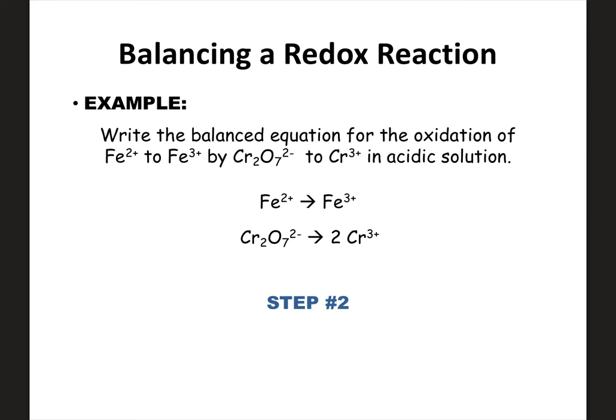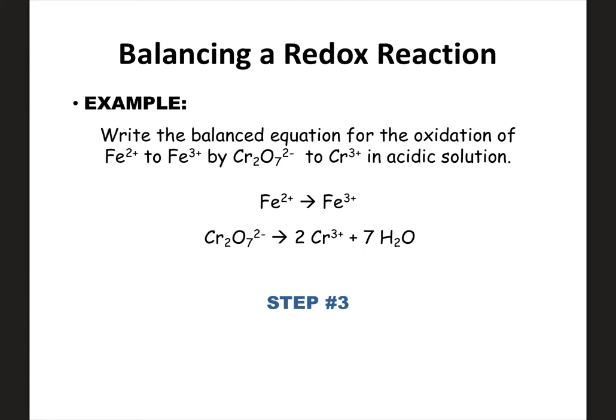Step 2 says balance any elements that are not hydrogen or oxygen in each of these half reactions. So if you notice in the first half reaction, it's just iron, and there's only one iron on each side of the equation, so we don't have to worry about that. But then in the second one, we're ignoring the oxygen yet. Hydrogens and oxygens we ignore. It's just anything other than hydrogen or oxygen. I see 2 chromium on my reactant side. Only 1 was on the product side, so I put a 2 in front. So I balanced the elements that were not hydrogens and oxygens in step 2. So now I'm done with that. I'm ready to move on to step 3.